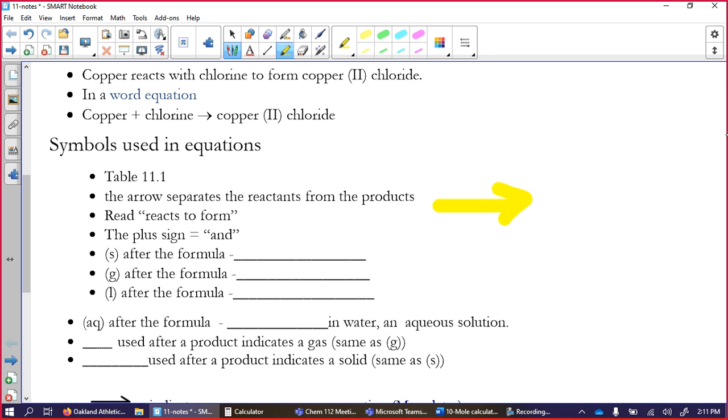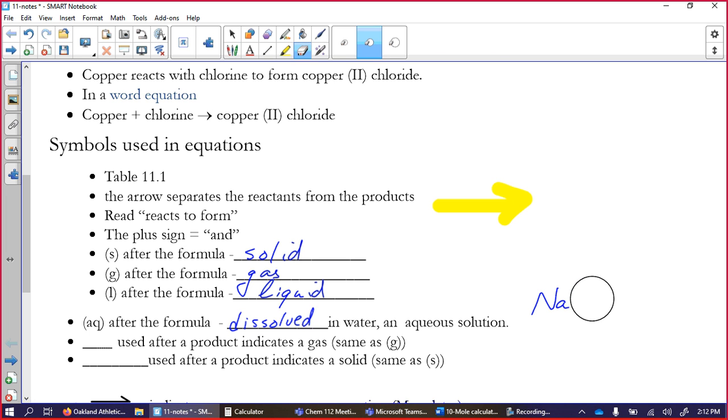Whoops, it would help if I had an actual pen. An S means solid, a G means gas, and L means liquid. AQ means dissolved in water. It's a solution. So if you're somebody like me who, when you get a sore throat, you take some salt, not NaL, but NaCl, you dissolve it in water. If I had the ability to write properly, I could say I have an aqueous solution of salt.